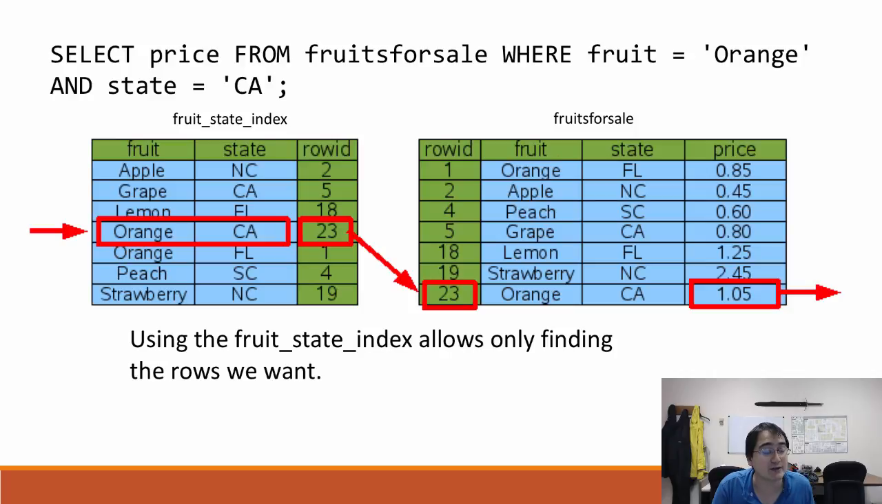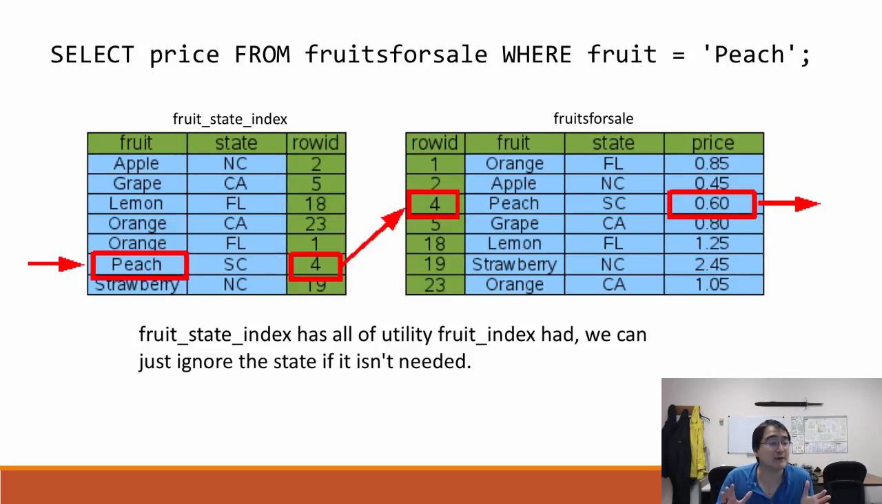And that's really useful. And heck, this fruit state index is useful even for the simple query. If I want to find all of the peaches, I just look in this fruit state index, find all the peaches, and this time I don't even bother looking at the state, just return all of the peaches. This fruit state index is actually just as useful as the fruit index was before. And so you don't have to use every column in an index if it's not needed for a particular query.